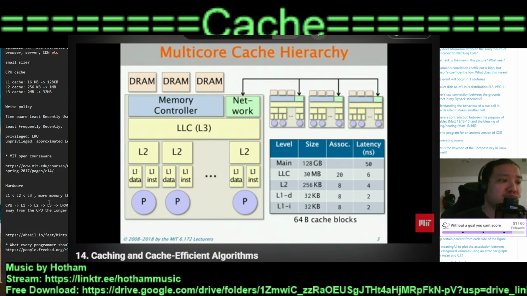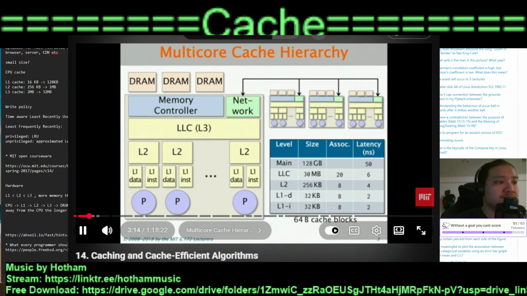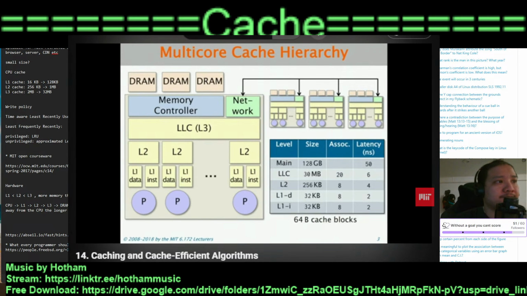using more expensive materials to manufacture these things. But since they tend to be more expensive, we can't fit as much of that on the machine. So that's why the faster memories are smaller than the slower memories.